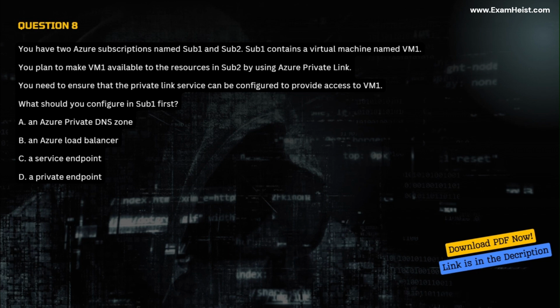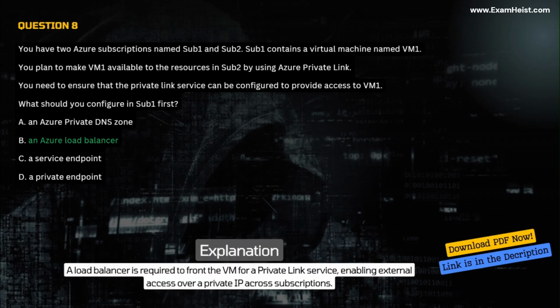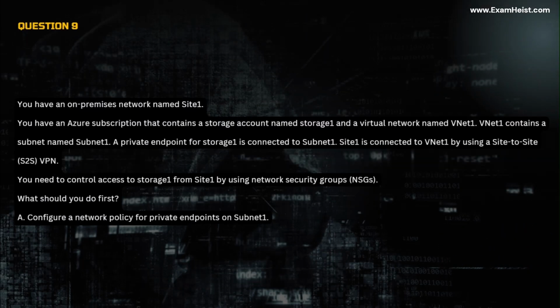A Private Endpoint. Correct answer B. An Azure Load Balancer. Explanation. A load balancer is required to front the VM for a private link service, enabling external access over a private IP across subscriptions.